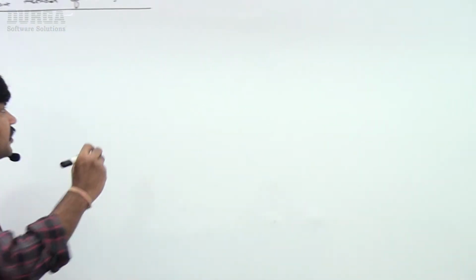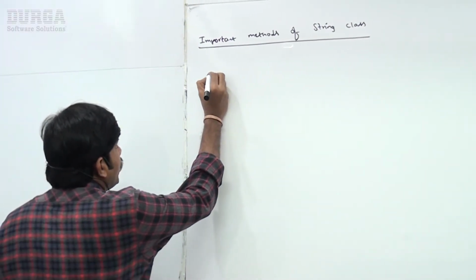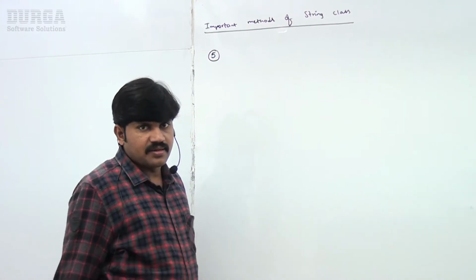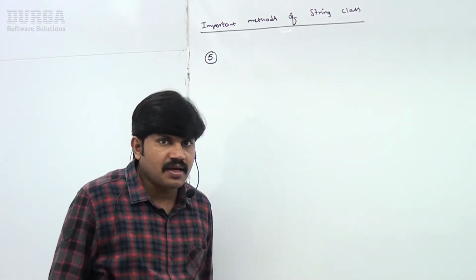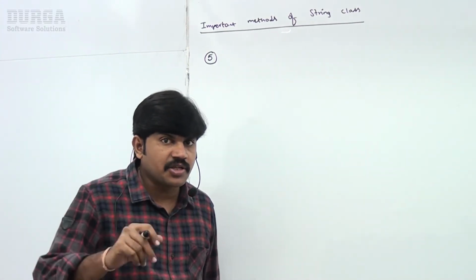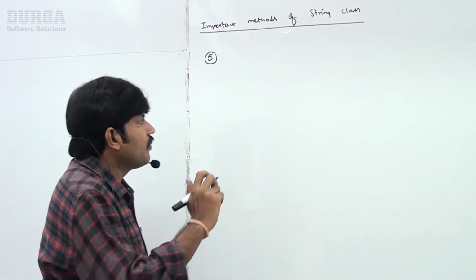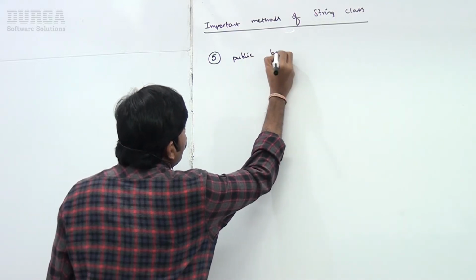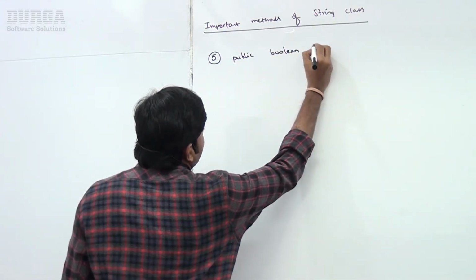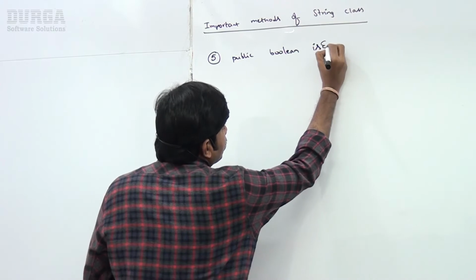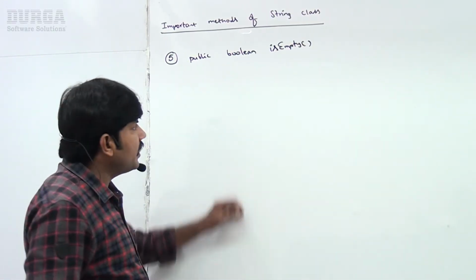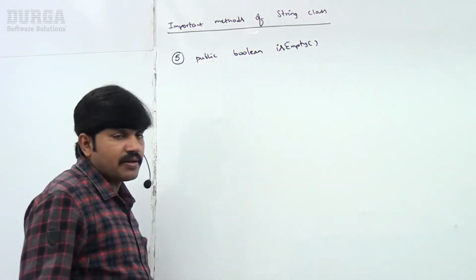Sir, the next method related to the string class. Here, just observe. I want to check whether the string is empty or not, that is, whether the number of characters present in the string is zero. For that, we use the method public boolean isEmpty. Are you getting what the method name is? isEmpty. This is the method we have to take.